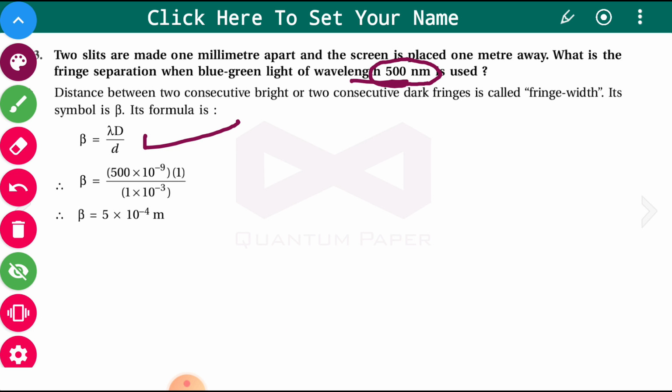Capital D is where the screen is. Screen is kept how much away? It is kept 1 meter away, so capital D is 1. And small d is 1 millimeter, 1 into 10 raised to minus 3, so it is placed here. And just we have to simplify. Beta you will get 5 into 10 raised to minus 4, that is the fringe separation, the distance between two fringes.